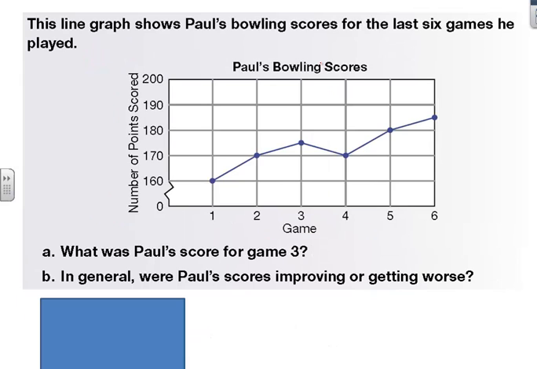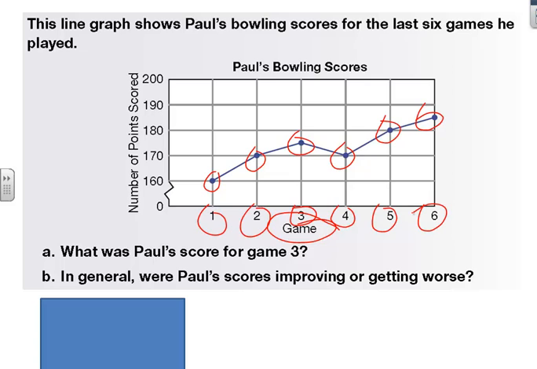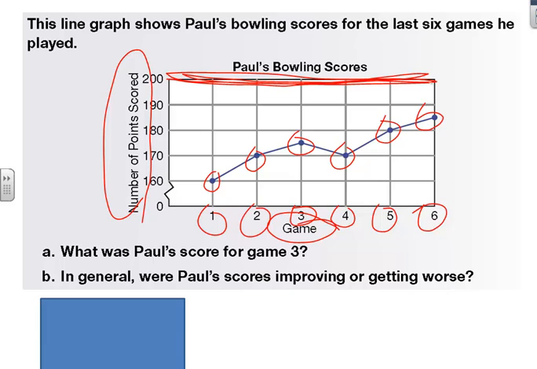This is a line graph, and it shows Paul's bowling scores for the last 6 games he played. Each one of these dots represents a score, so there's got to be 6 of them. And you can see down here for the games, there's game 1, game 2, game 3, game 4, game 5, game 6. Again, the important thing is to look at the labels. Left-hand side is the number of points scored. So did Paul ever bowl a 200 game? No, he didn't. If he did, there'd be a dot somewhere up here in the 200s. The lowest score that Paul ever scored was 160, and you can see that was his very first game.